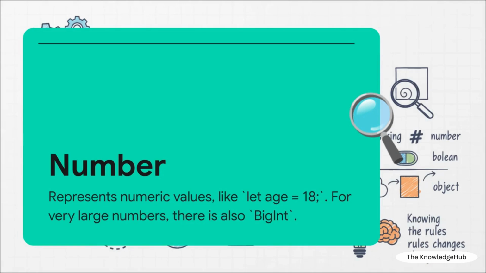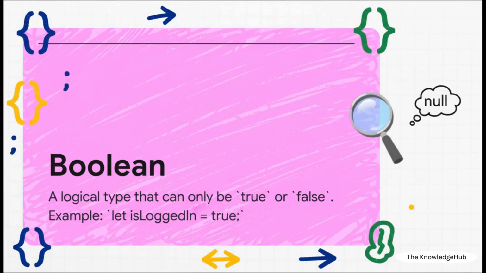First up, we've got number. Super straightforward, right? It handles all your typical numbers. But just so you know, for those crazy times when you're dealing with gigantic numbers, like way beyond what a normal number can handle, maybe in science or high-level finance, there's a special type for that called BigInt. Next up, Boolean. The easiest way to think about this is like a light switch. It's either on or it's off, true or false. That's it. This simple idea is the foundation for all decision-making in code, that classic, if this is true, then do that.